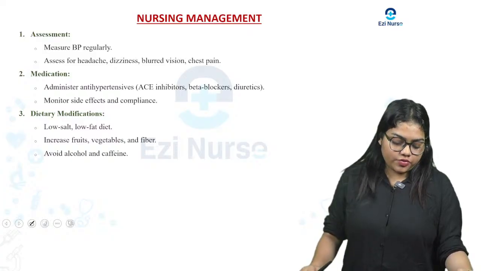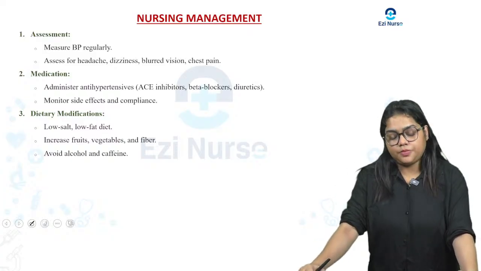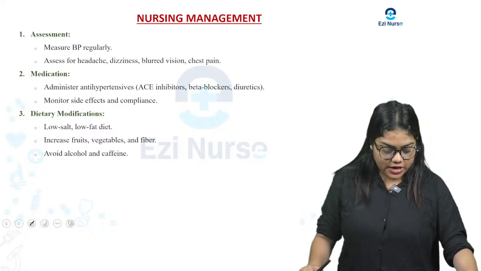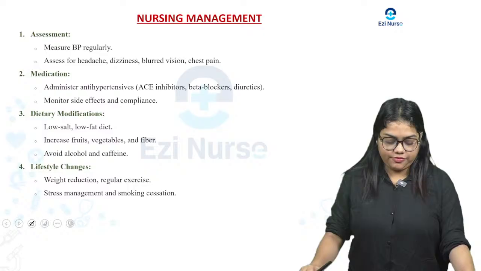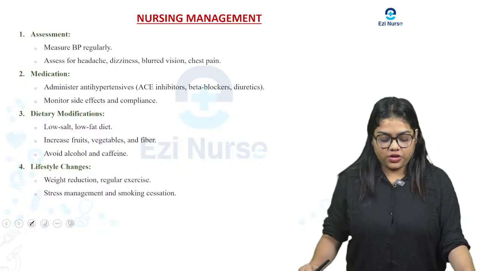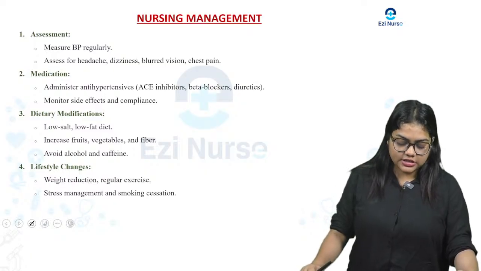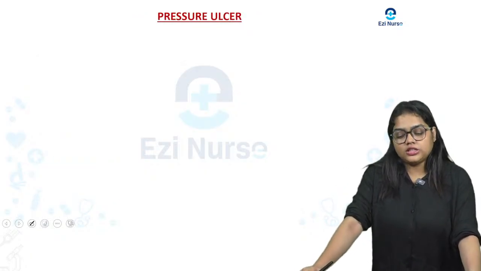Next, dietary modification. We have to advise the patient to take a low salt, low fat diet, increase fruits, vegetables and fibers, and avoid alcohol and caffeine. For the lifestyle changes, we can suggest the patient weight reduction, regular exercise, stress management and smoking cessation.